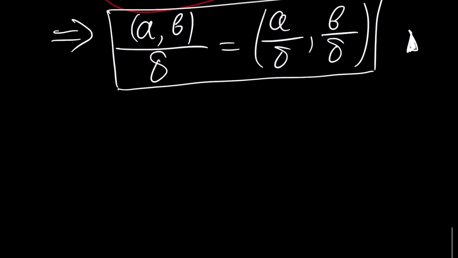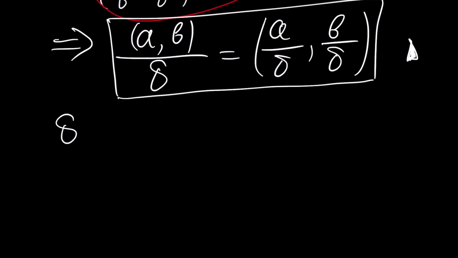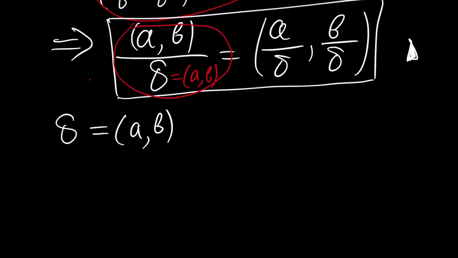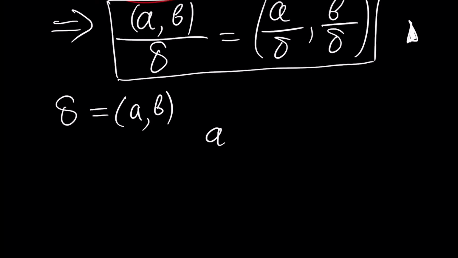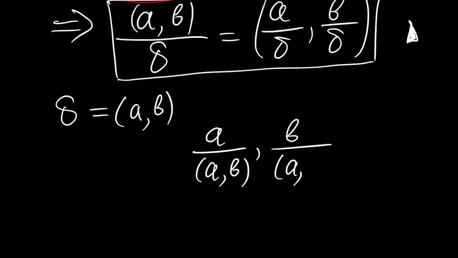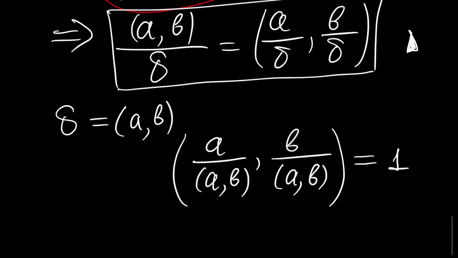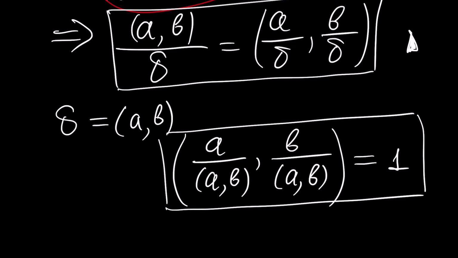In particular, if delta is not just a common divisor, but the greatest common divisor of our two numbers, A and B, then this delta will be equal to gcd(A, B), and all of this fraction will be equal to 1. And we can write that the gcd of A divided by gcd(A, B) and B divided by gcd(A, B) is equal to 1. That's all.